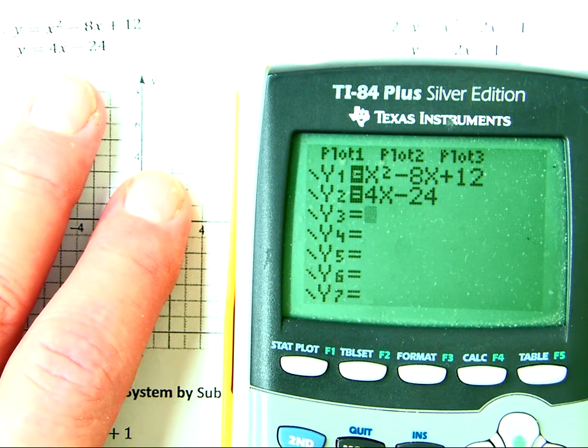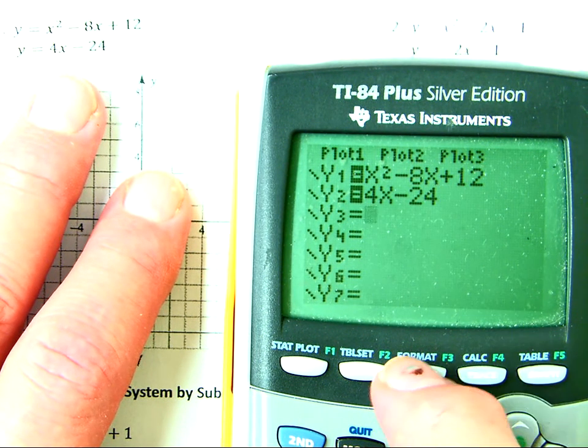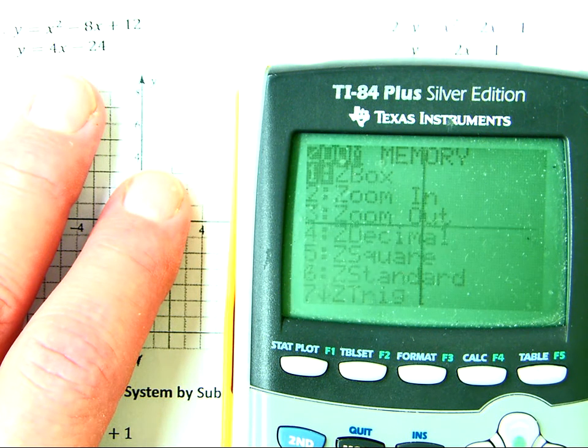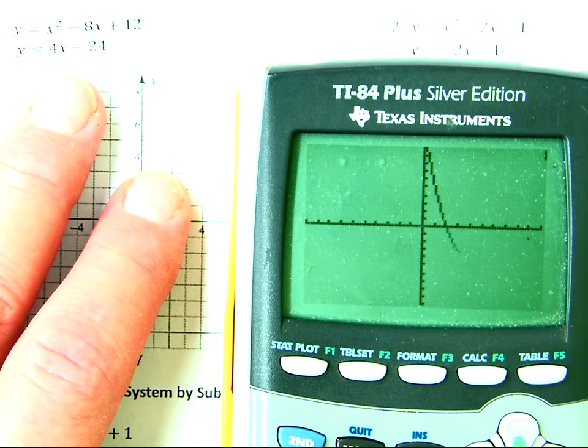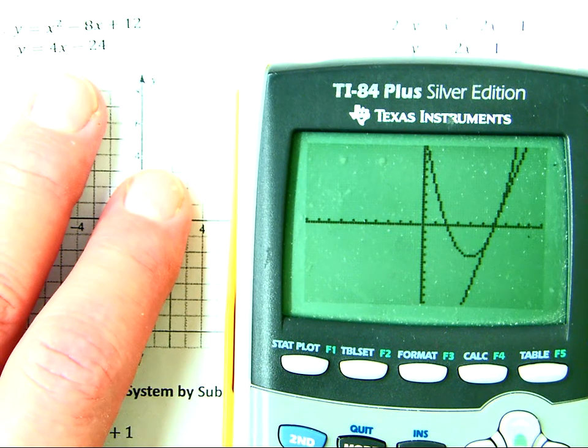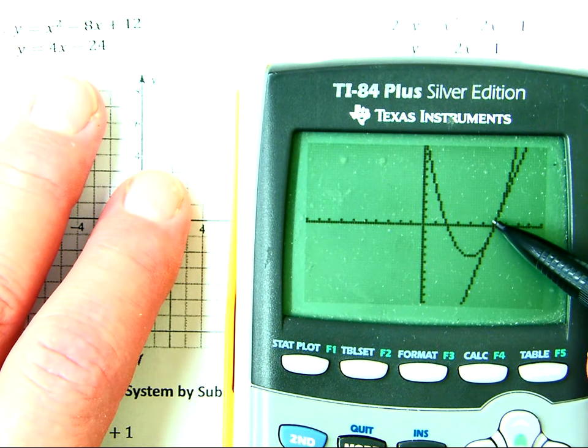Again, when I first graph it, depending on what you did, I like to hit zoom 6. So I'm going to hit the zoom button up here in the upper middle, and then number 6 just to get my graph. So you can see that first one, y1, that was a parabola. The second one is a line. So you can see there where it looks like they're crossing somewhere over here.